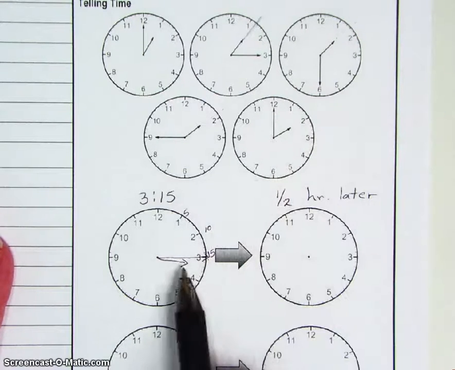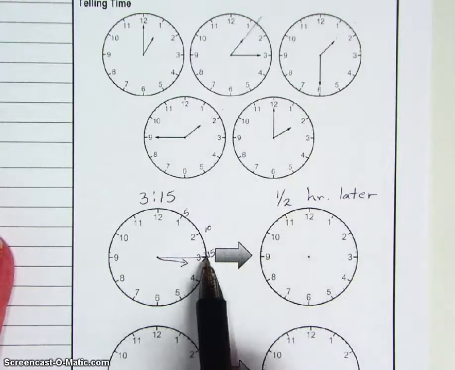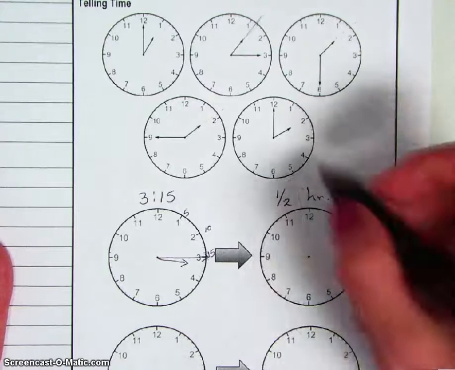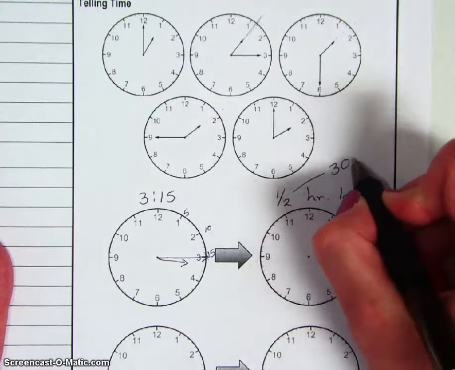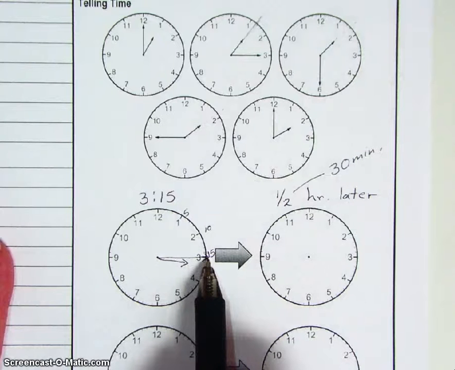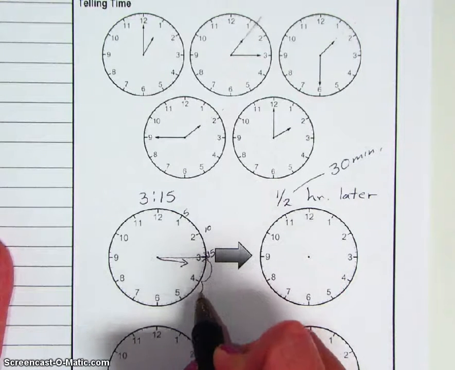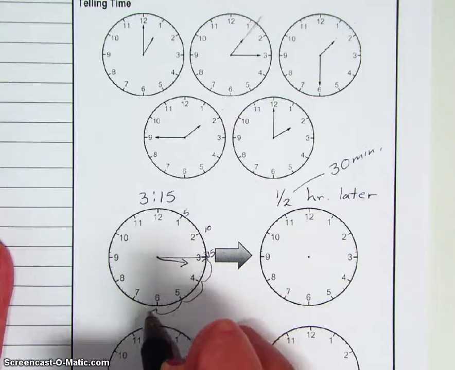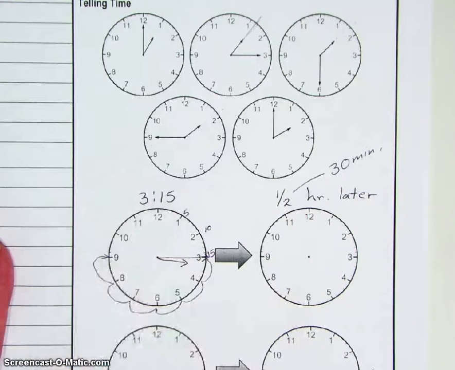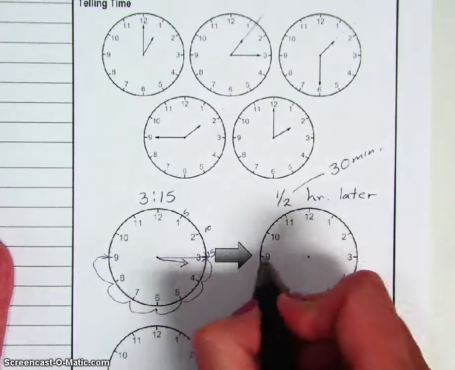So let's see. I started at 3:15, and I need to go a half hour. So I have to think to myself, how many minutes is a half hour? And I know that a half hour is 30 minutes. So I am going to start here at the 15, and I'm going to count around 30 minutes. So I'm going to go 5, 10, 15, 20, 25, 30. So my minute hand is going to end up at my 9.